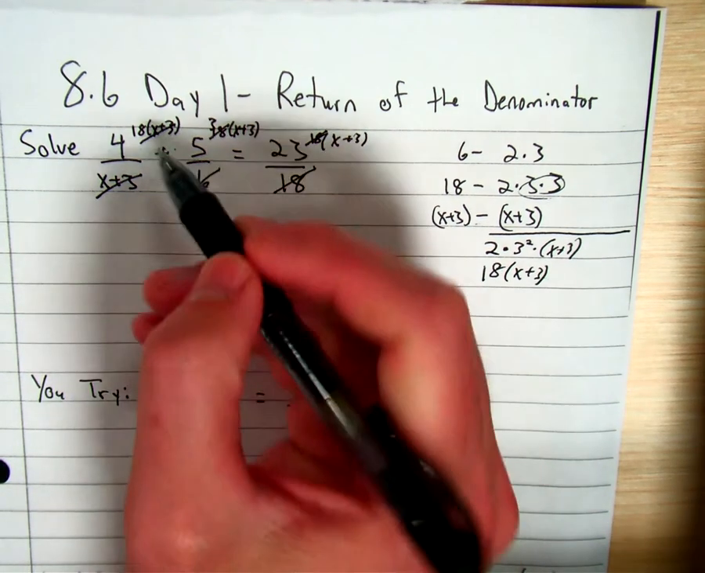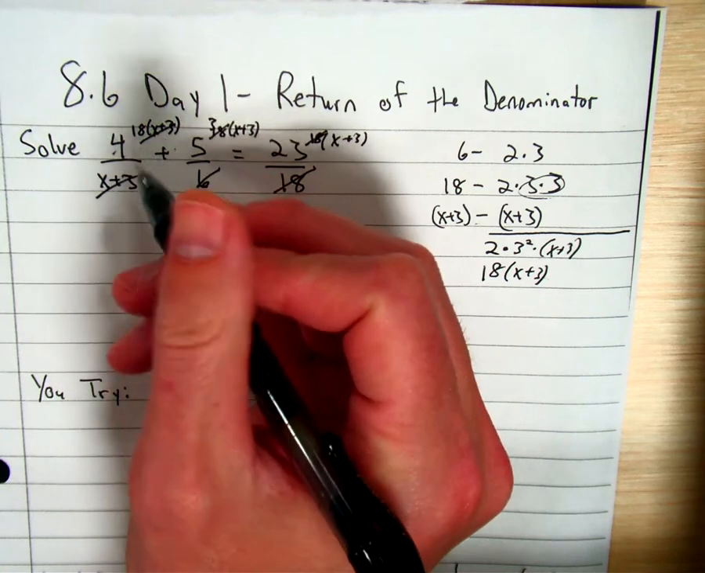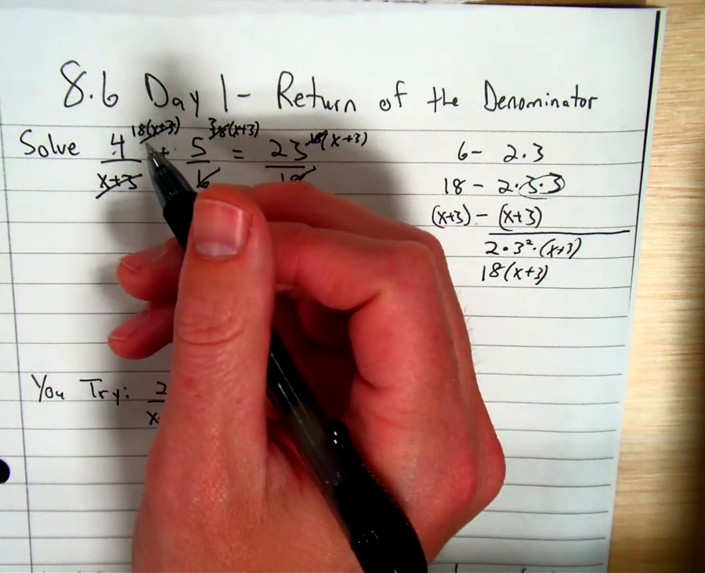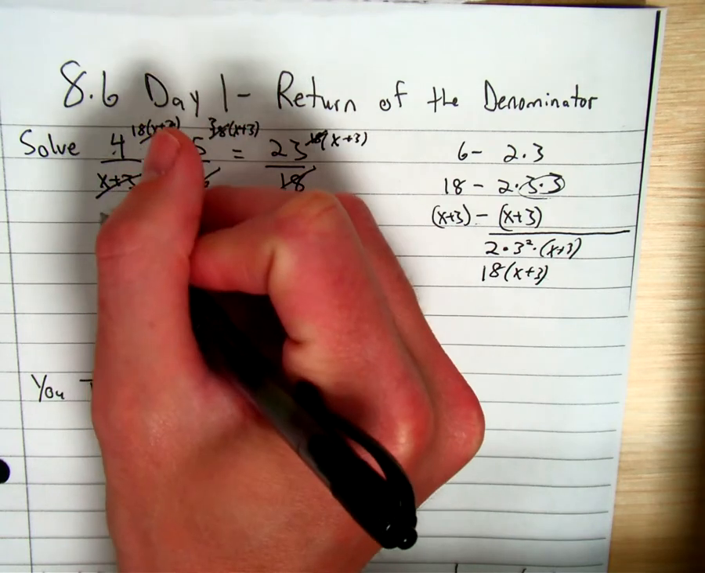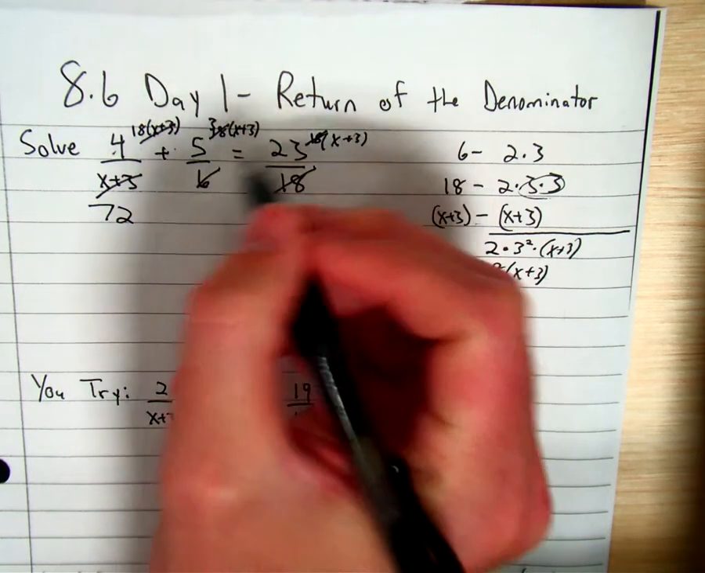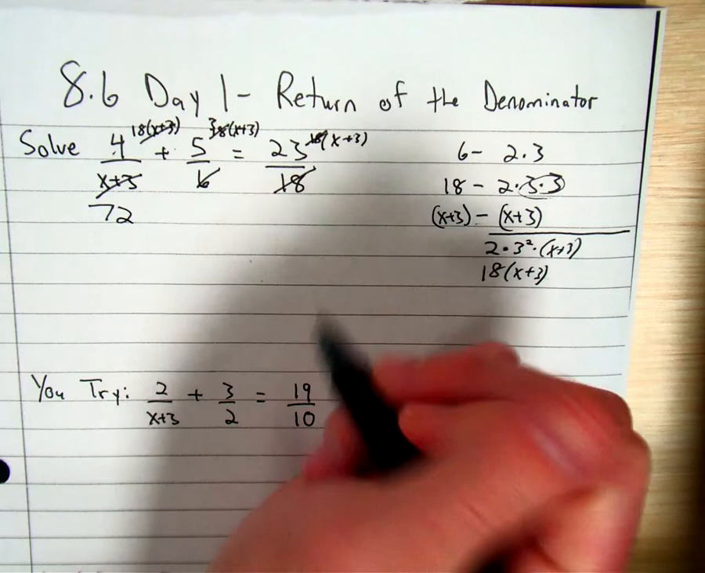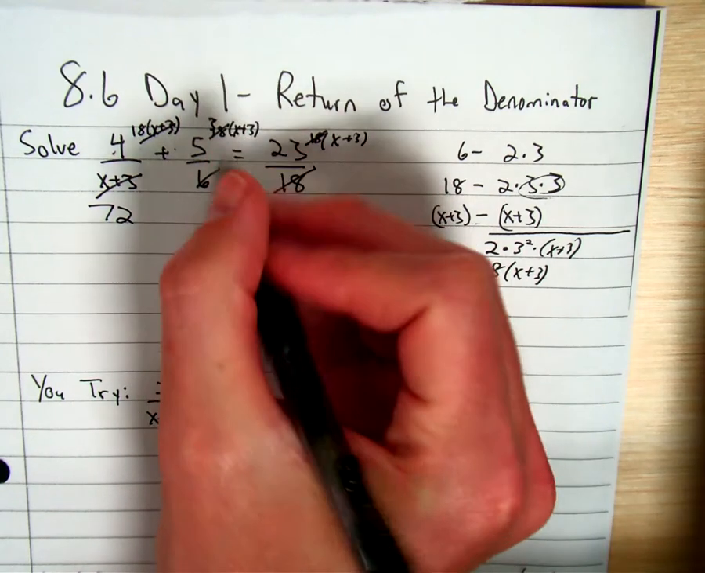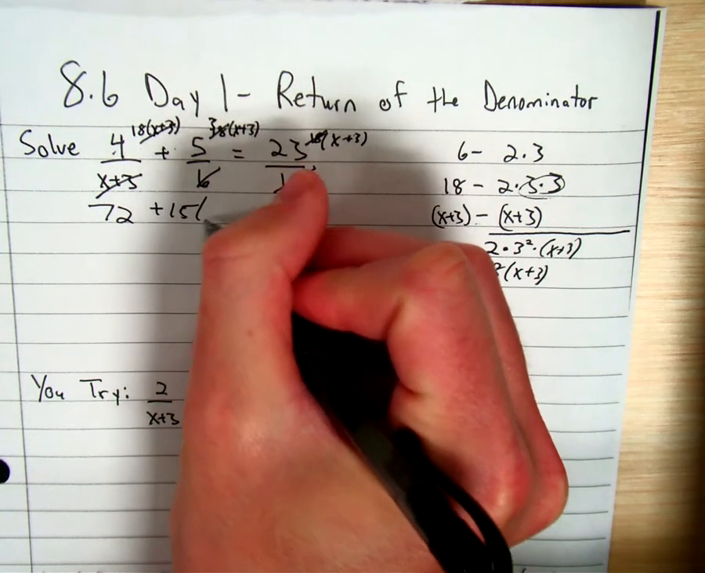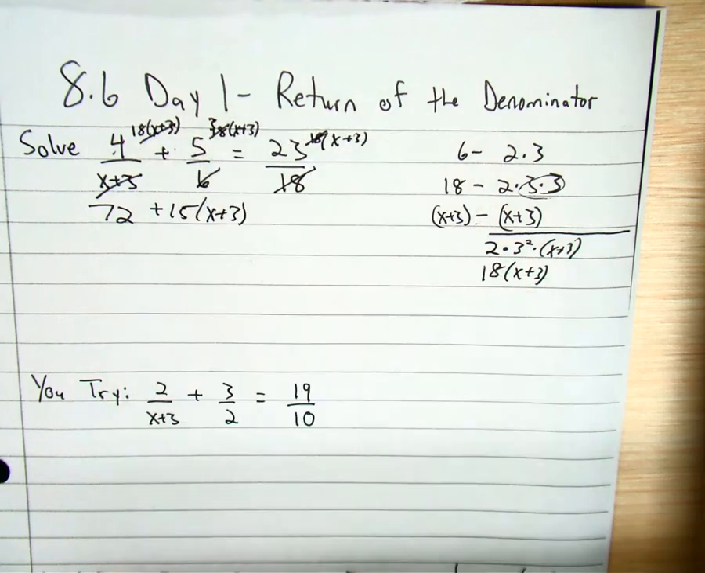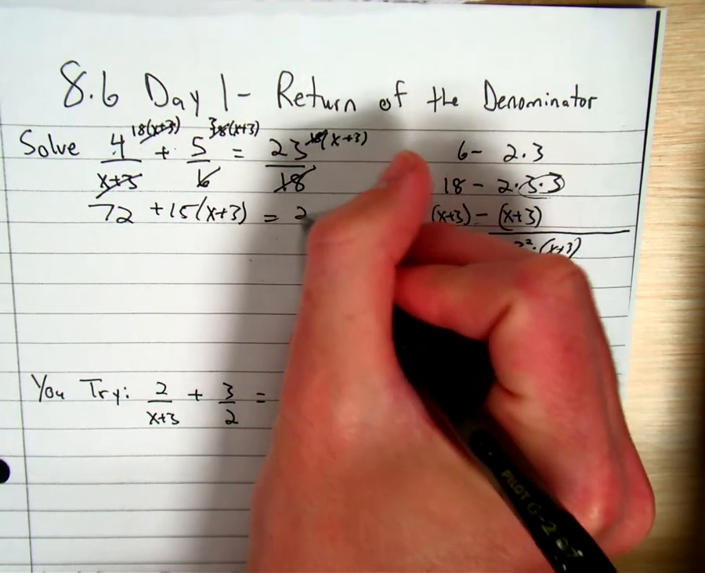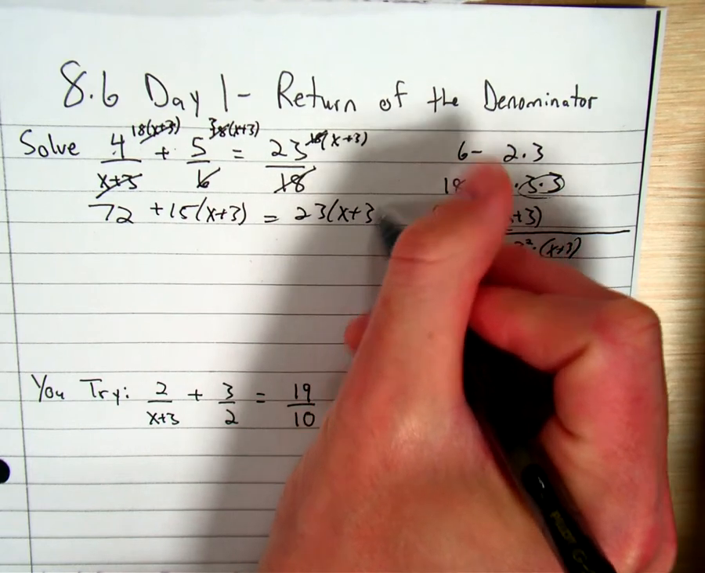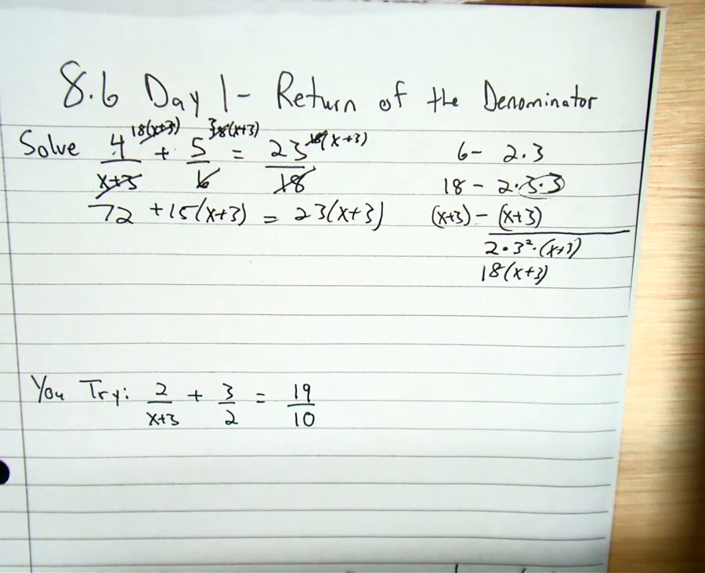Now on the top we just have 4 times 18. Well, 2 times 18 is 36. Double it again for 72. And I won't have anything on the bottom because it got canceled out there. 5 times 3 is 15 times x plus 3, equals 23 times x plus 3.